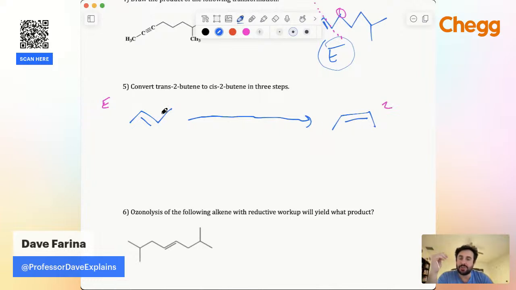Well, we can do some addition reactions, right? We can do addition reactions and then see where we can go from there. So what if we did a dibromination? What would we get there? We would get the dibromination product. Let me draw it a little better because there's not enough room. Here is our dibromination product.